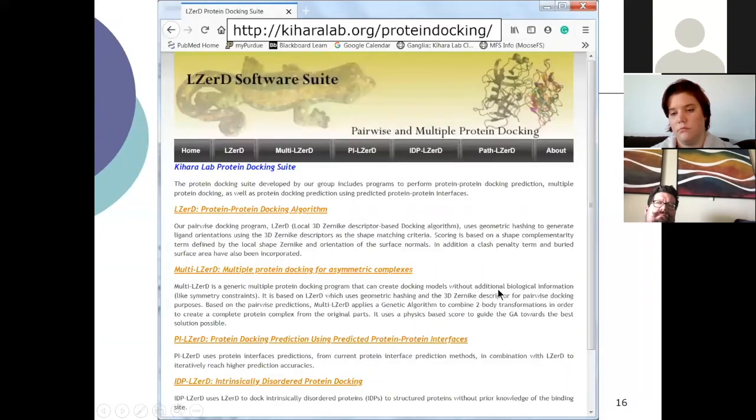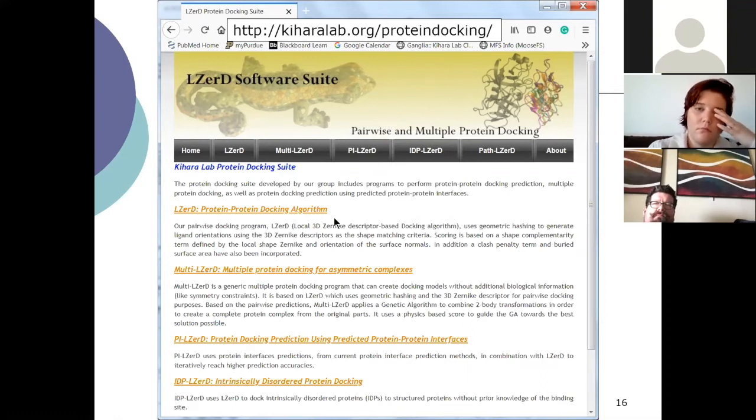Or you can also download the program on your computer and run it locally. So that is pairwise modeling using LZerD. That's about LZerD.